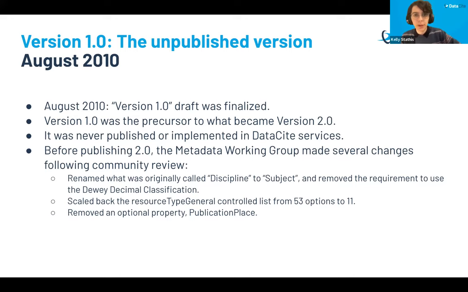And so before publishing version 2.0, the metadata working group made several changes following community review. They renamed the subject property, which in the earlier version 1.0 draft was discipline. They removed a proposed requirement to use exclusively the Dewey Decimal classification for subject terms, which I think in retrospect was a very wise decision. They scaled back the list of supported resource types from an original 53 options to just 11. And they removed an optional property that was in version 1, publication place. And all of these changes happened before the schema was implemented in DataCite services. Therefore, we don't have any version 1.0 records demonstrating this draft schema.